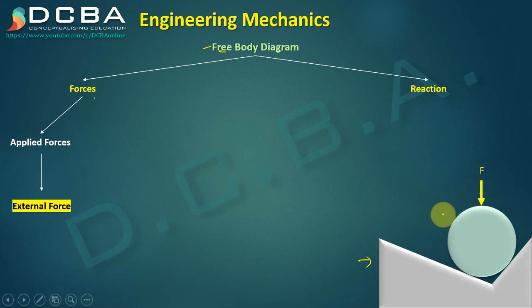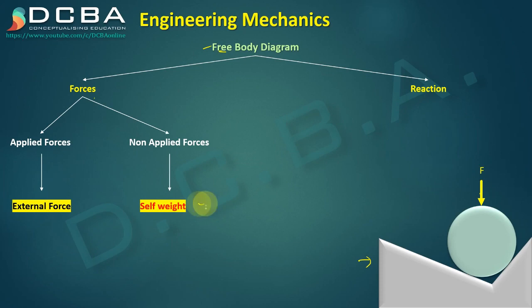It can be from any direction. This is just a visual representation that I'm showing, that a force can be applied on a ball. Then there are non-applied forces. It means inherent forces, or those forces which are already present in all the objects. Due to gravity we have weight, so there is a self weight which is already present, right? So these can be grouped into the term of forces.